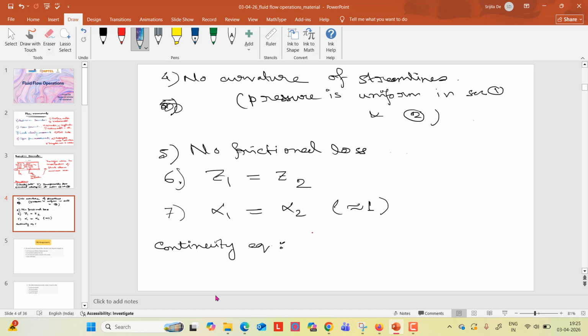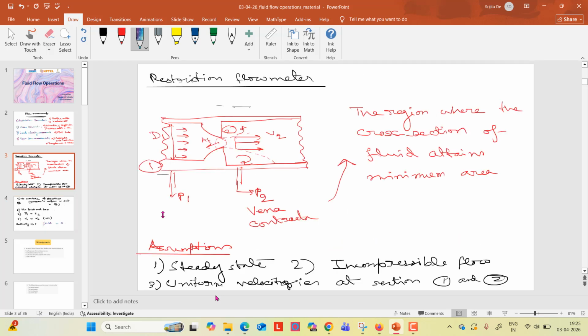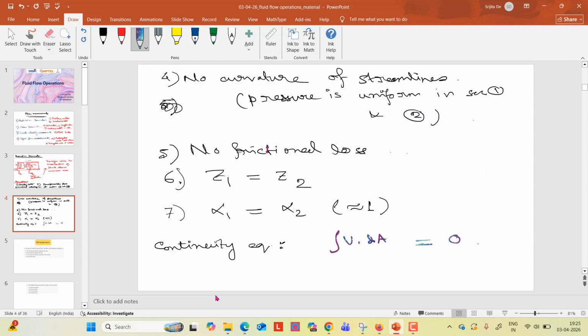If you don't remember, go through the lectures. I have taught these things in, I think, the second or third lecture on the YouTube channel. So from here, we want to calculate the net flow rate. Net flow rate is velocity into area, right? For section 1 and section 2, we are going to measure everything.